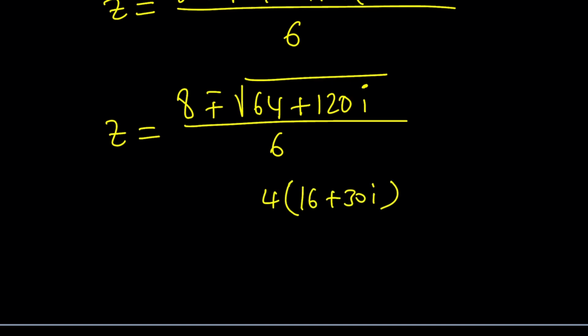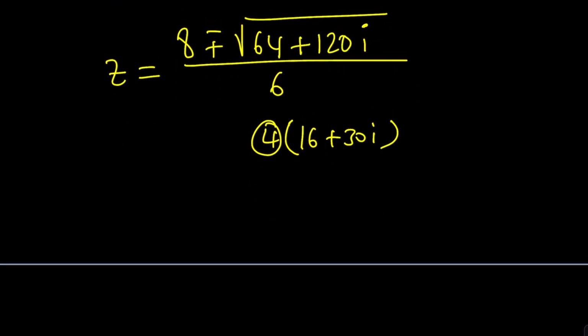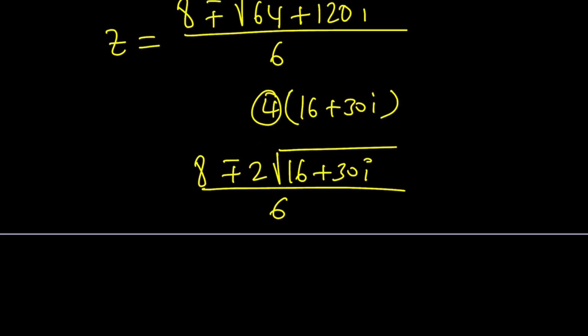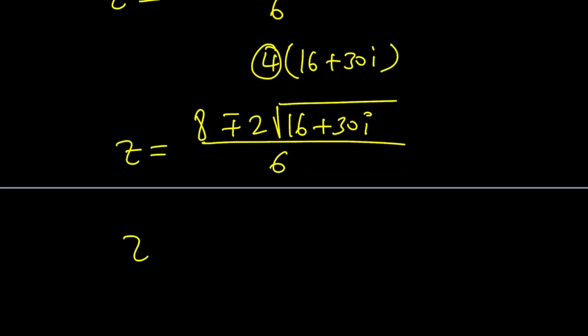I can still take out another 2, but not a 4, so that's not going to be very helpful. So I'm just going to take out this 4 here. That's going to give me 8 plus minus 2 times the square root of 16 plus 30i, right? Divided by 6. And if I divide everything by 2, I'm going to be getting 4 plus minus the square root of 16 plus 30i all over 3.